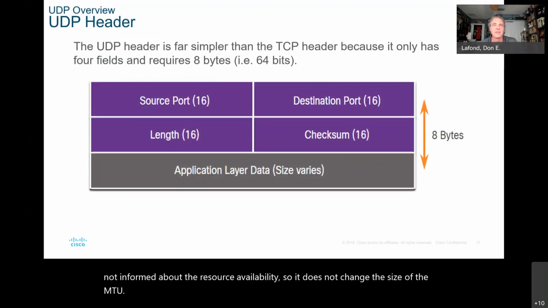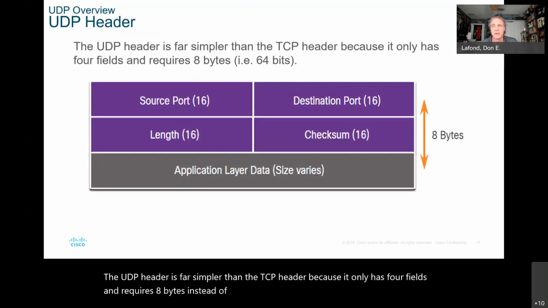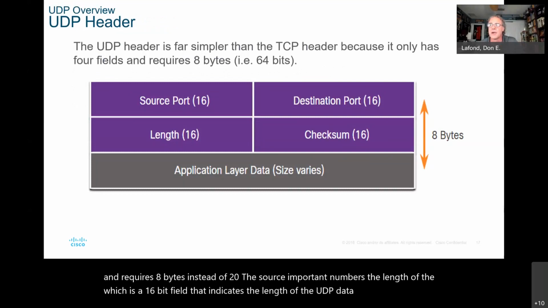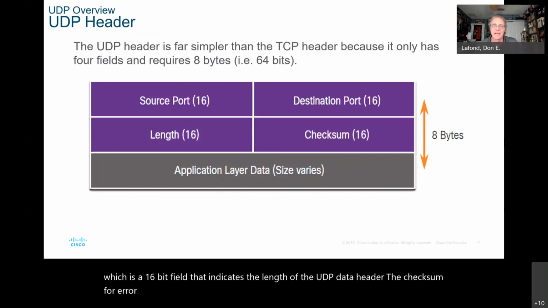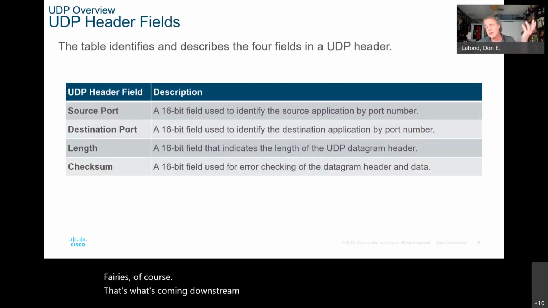The UDP header is far simpler than the TCP header because it only has 4 fields and requires 8 bytes instead of 20. The source and destination port numbers, the length, which is a 16-bit field that indicates the length of the UDP header and data, the checksum for error checking of the packet, and then the application layer data, which is the actual data itself, which varies, of course. That's what's coming downstream from, or heading to, an application. That's the actual data.